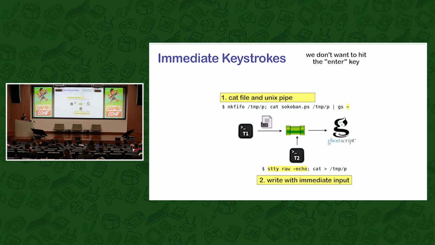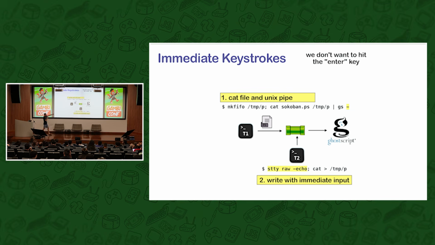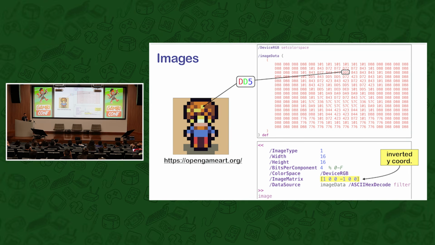The trick is to send, so the first terminal sends a PostScript file. It gets the PostScript file with a pipe, a Unix pipe, and a second process will switch to raw mode, which means that we don't have to hit enter, and as soon as I press the arrow key, it ends up in the pipe. So that's the trick to be able to play Sokoban.